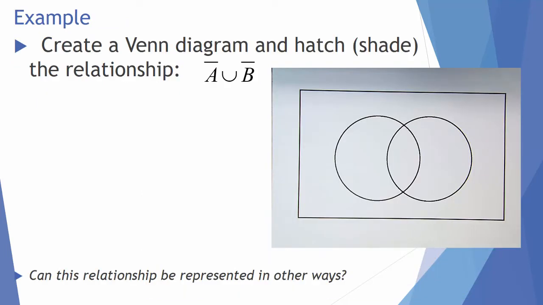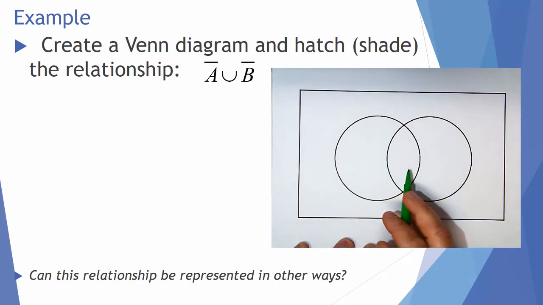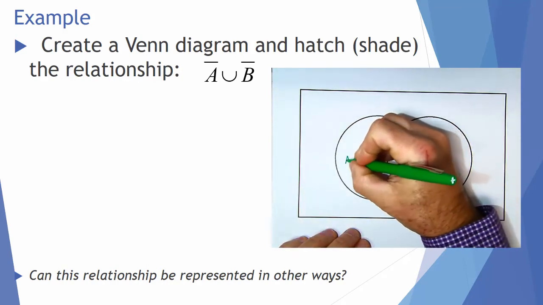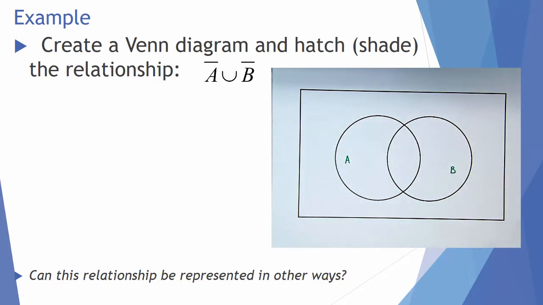So let's create a Venn diagram that represents the relationship, the complement of A union complement of B. So we'll start with a rectangle, that is our universe, and since we're dealing with two sets, A and B here, we'll have two circles, and we usually draw them overlapping unless we know that they're completely disjoint or not overlapping. So we'll label the one on the left our set A, and the one on the right will be our set B.